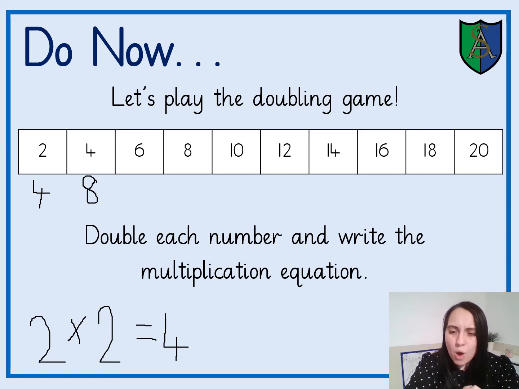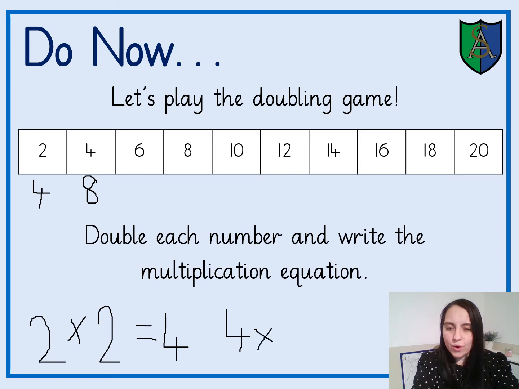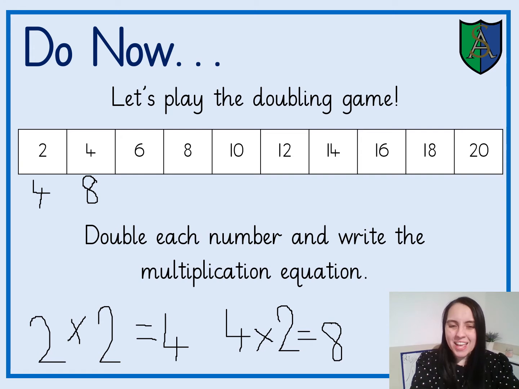Brilliant. So what will my multiplication equation look like? Well, I think it will look like this. 4 times by, or groups of, 2 equals 8. Fantastic, everybody. Well done. Okay, let's try the next one.